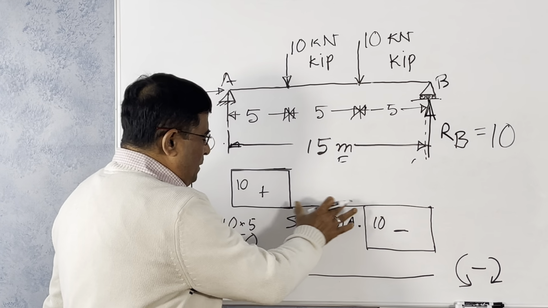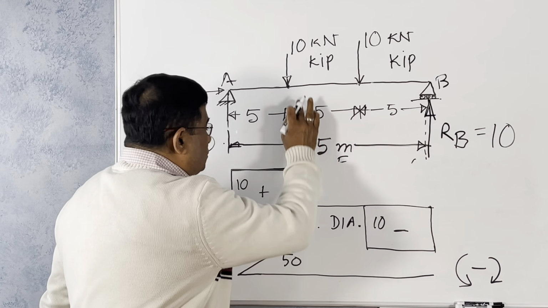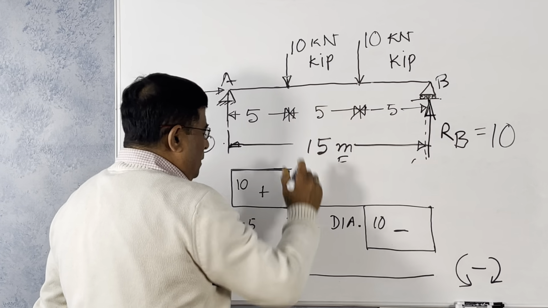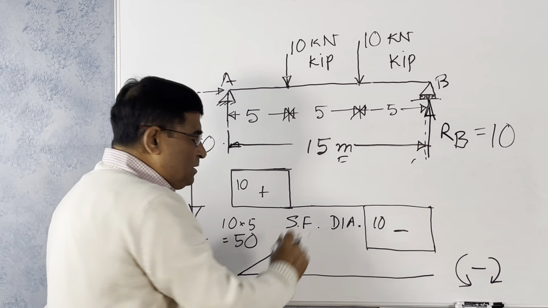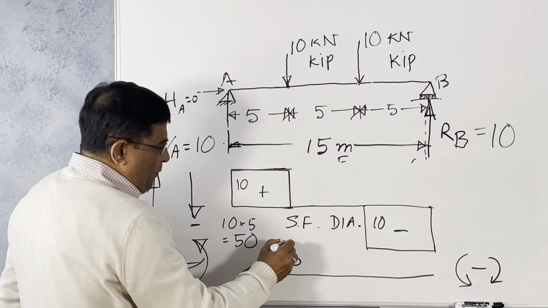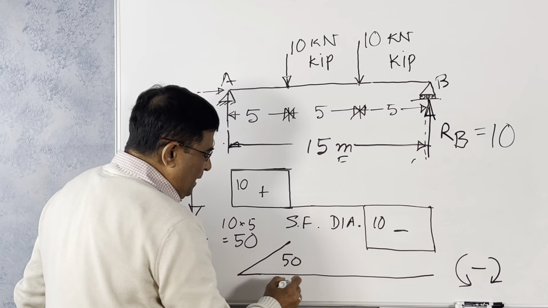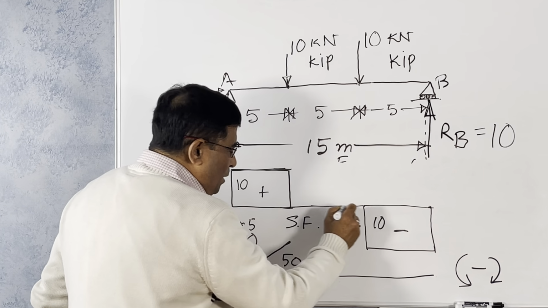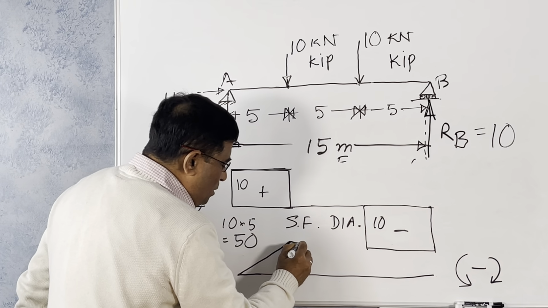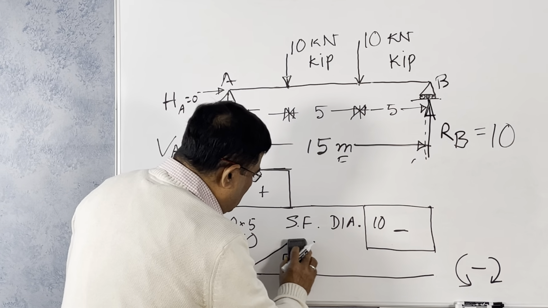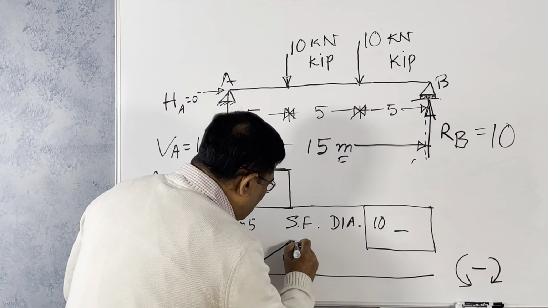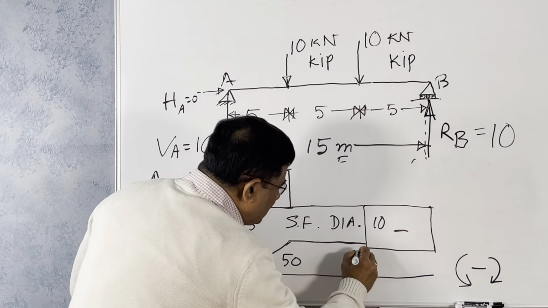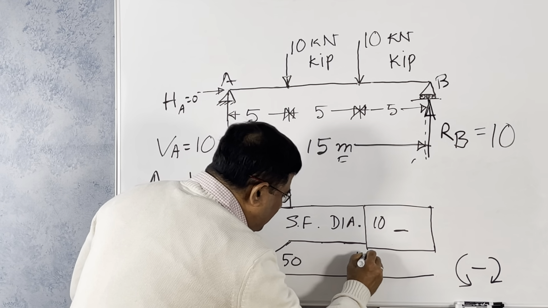Now what happens here? There is no load, so it balances out here. There is no load here, no shear force, 0. But the bending moment is not 0. Whatever bending moment there is, it will stay. That is what I say: when shear force is 0, the bending moment is constant. It will be constant like that, so throughout it is 50.